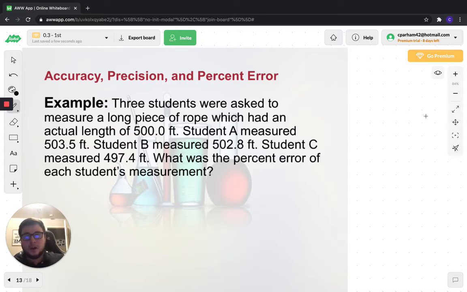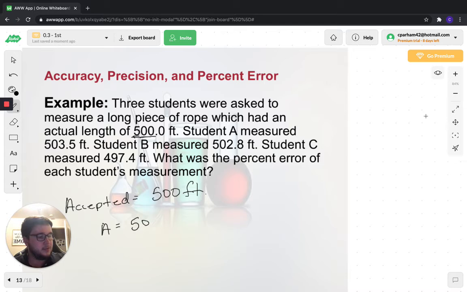Okay, so the problem says 3 students were asked to measure a long piece of rope, which had an actual length of 500 feet. Okay, so this is some important information. Actual length or accepted value is 500 feet. Student A measured 503.5 feet. So we'll do A is equal to 503.5 feet. Student B measured 502.8 feet. And then student C measured 497.4 feet.